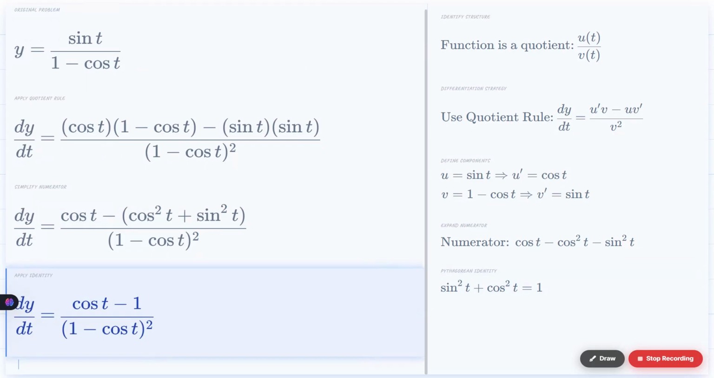We replace the group of sin squared plus cos squared with the number 1. We do this to simplify the top part of our fraction. Using this rule makes the expression much shorter.